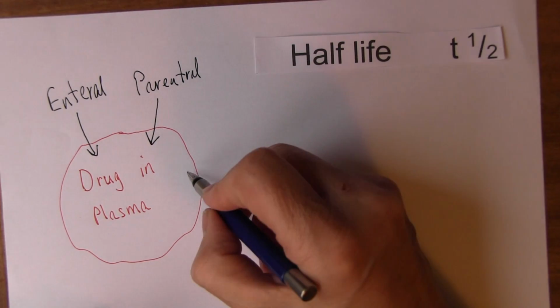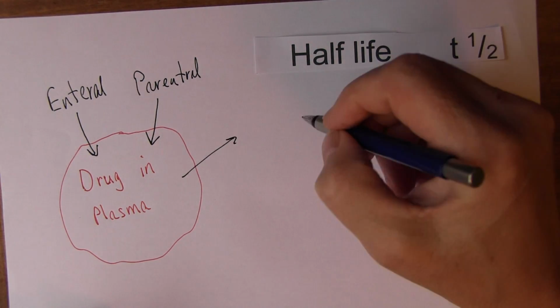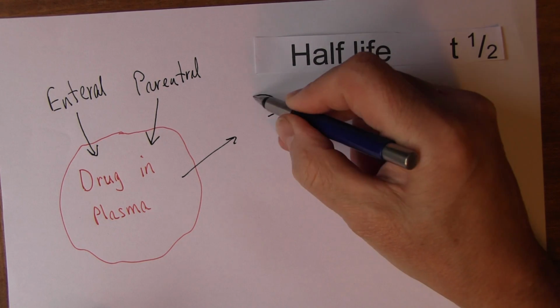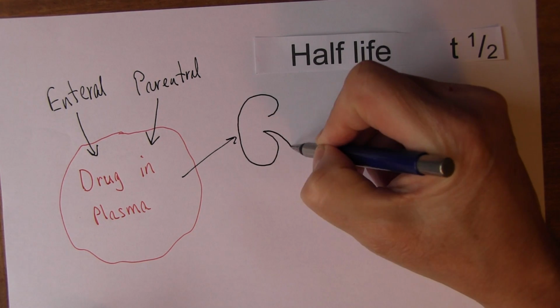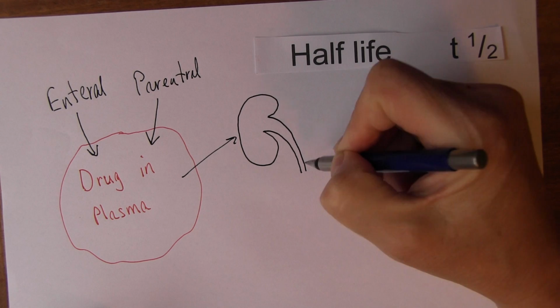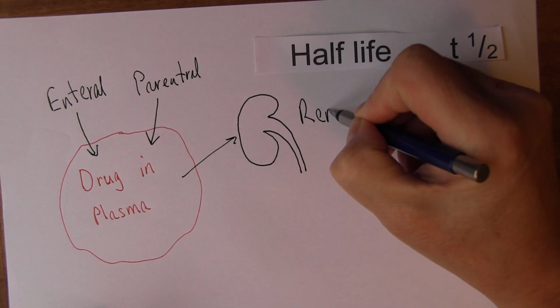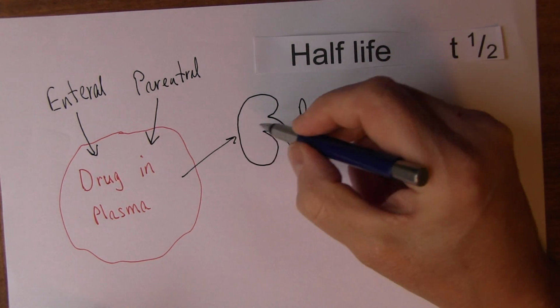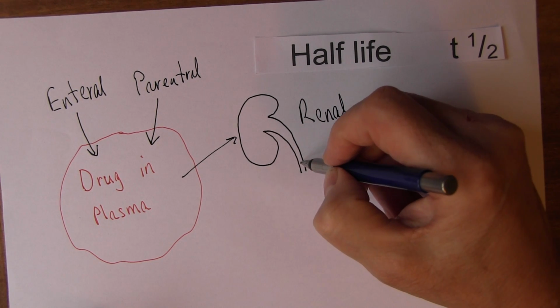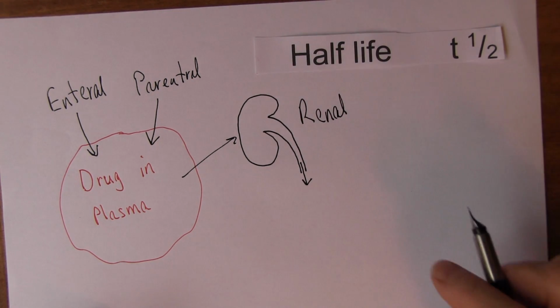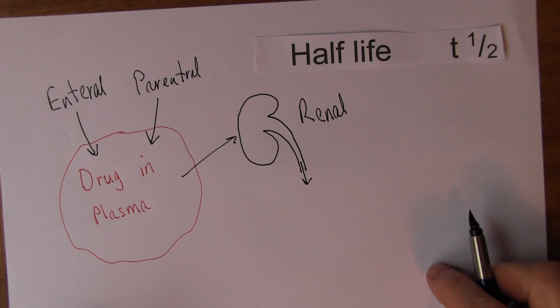Well, some drugs are going to be excreted via the kidneys. There's going to be a renal elimination, where the drug is incorporated into the urine and excreted from the body via the urine.